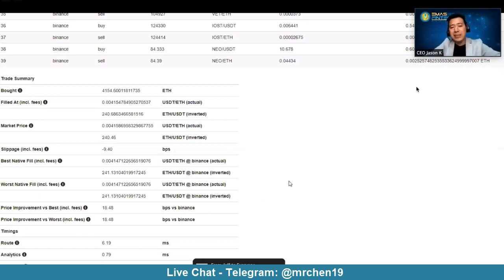Okay, let's talk about the speed of my system. Just now I mentioned about 2 seconds of time, right? So every time I go for a query, you can see over here 0.79 is the time I spend for analytics. But bear in mind, over here it states milliseconds. It means that 1,000 milliseconds equals 1 second. So the time spent for analytics is 0.79 milliseconds, and the time spent for route, meaning to generate my intelligent order routing, is only 6.19 milliseconds.